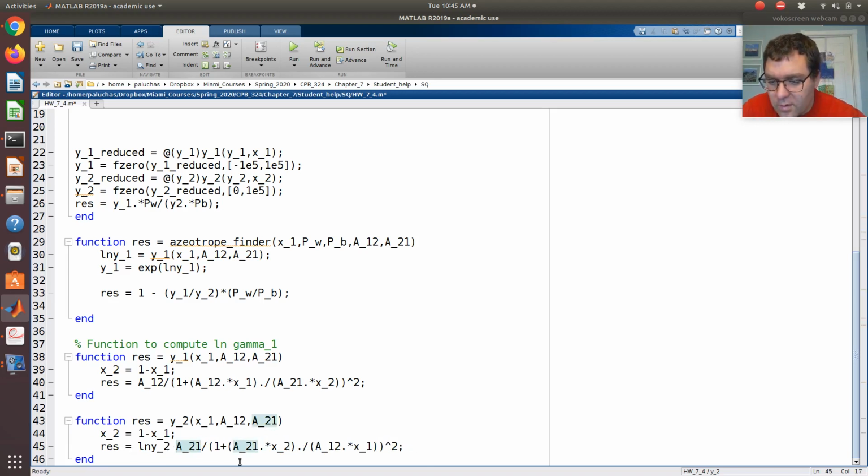Okay, so this would give us log gamma 2. Again, I'm assuming this is correct. I haven't checked this. So this is partially vectorized, but not completely. And we could go back and take a look at that if we wanted.